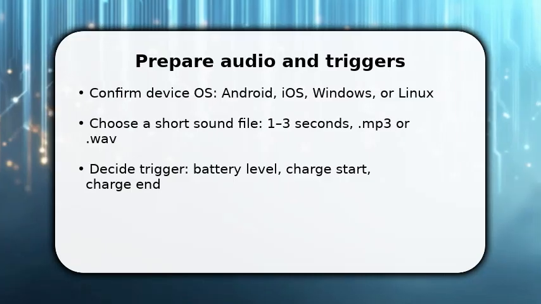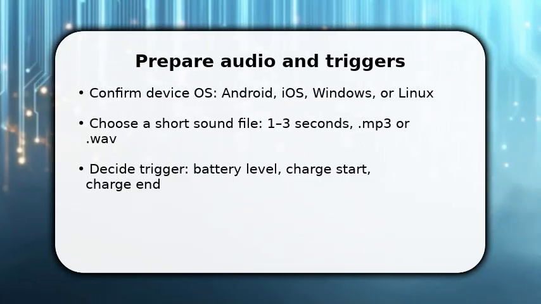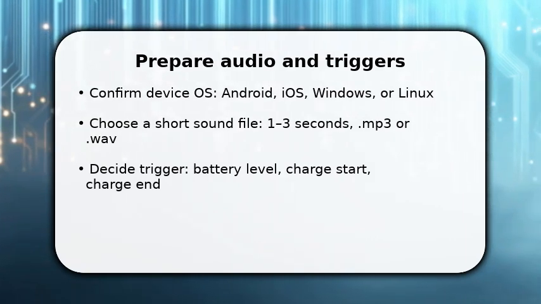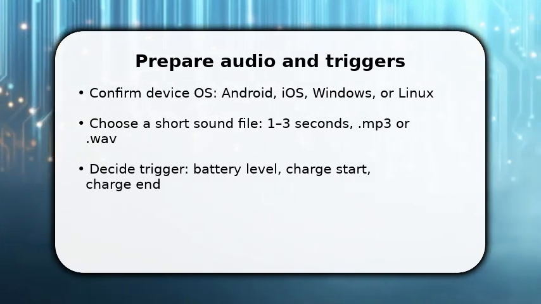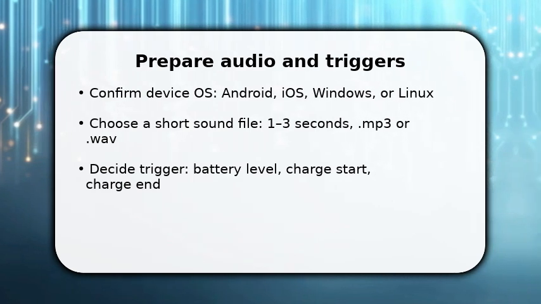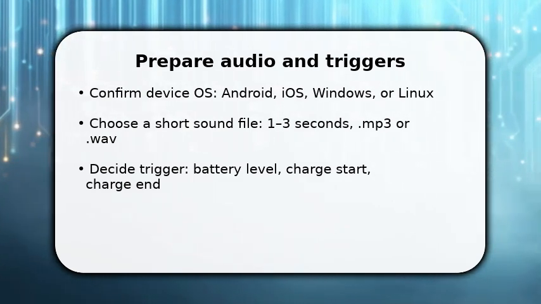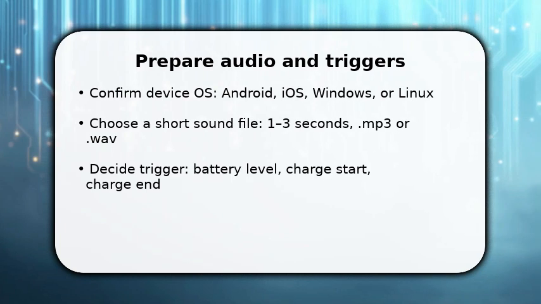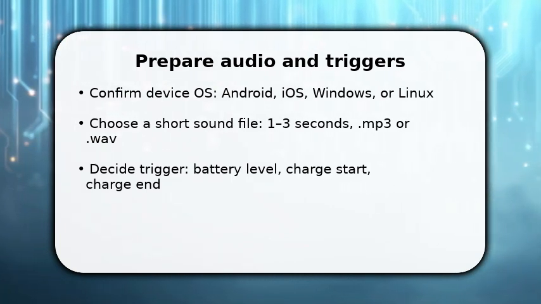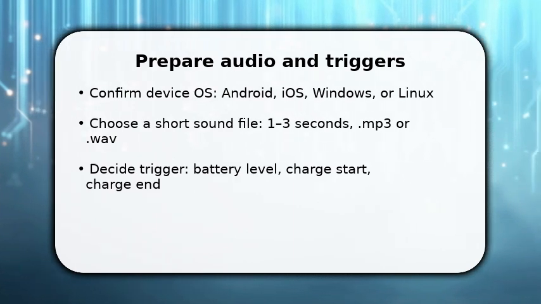You start by gathering assets and setting triggers. Record or pick a 1-3 second MP3 or WAV. Shorter files load faster and avoid clipping. Once done, verify the target device OS because Android, iOS, and desktop handle notifications differently and file paths differ.